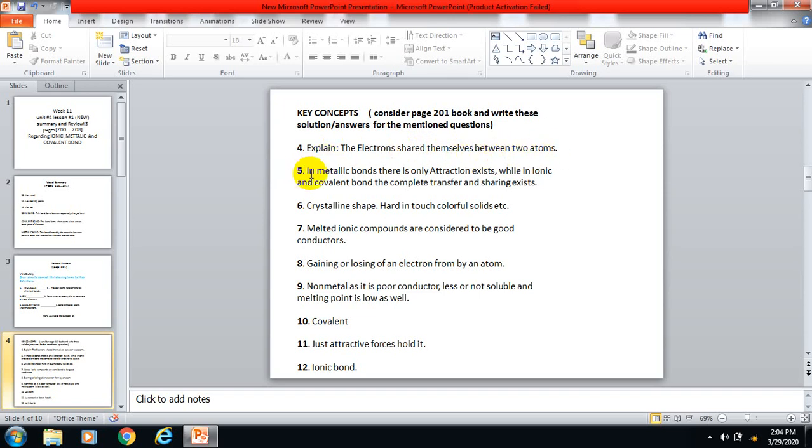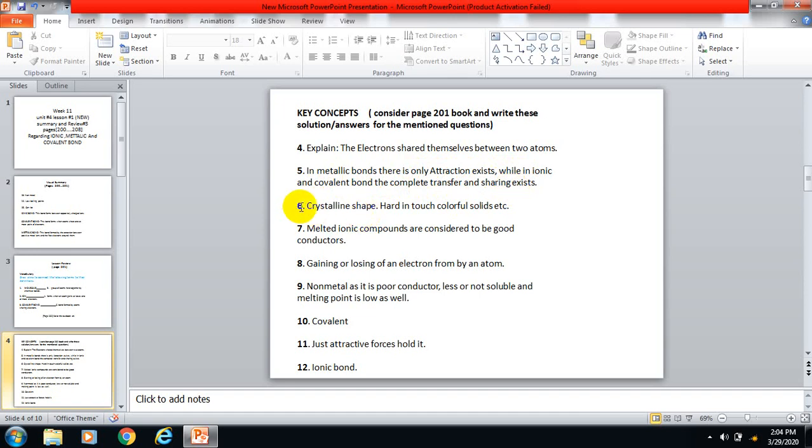For the fifth, we have: how is the position of electrons involved in metallic bonding different from the position of electrons that form ionic and covalent bonds? This is the answer for the fifth one. In metallic bonds, only attraction exists, while in ionic and covalent bonds, complete transfer and sharing of electrons exist.